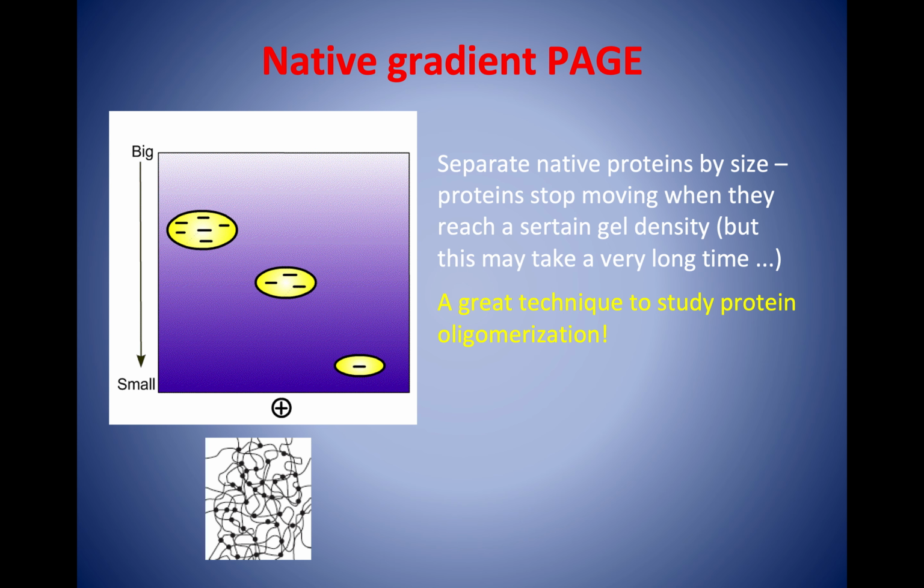But over here, I would say I've never run native PAGE, but I've seen my friends do it. The minimum is about 3 to 4 hours, but usually she would just leave it overnight in the cold room. So as you can see, native gradient PAGE is a great technique to study protein oligomerization, especially related to PTM or post-translational modification.